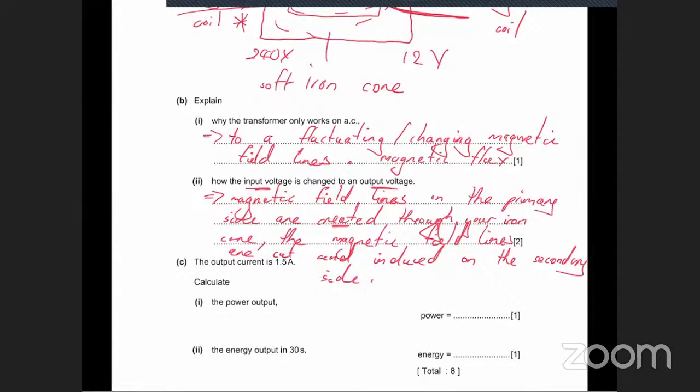Oh, Chance, your question is, would the coil going around the soft iron core also be considered a solenoid? Yes, it is. It is considered a solenoid, right? So a solenoid, remember, is just your current carrying wire going around a magnet, right?